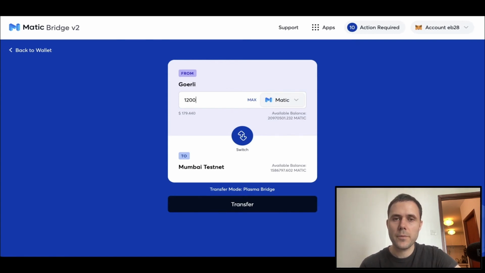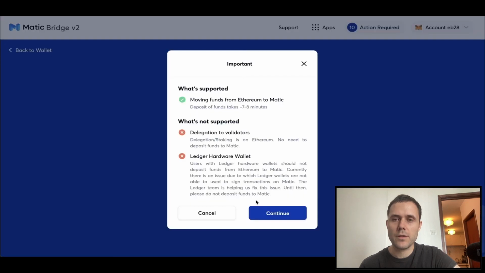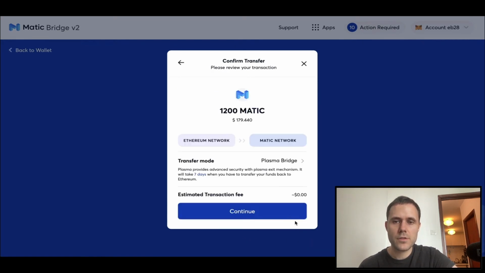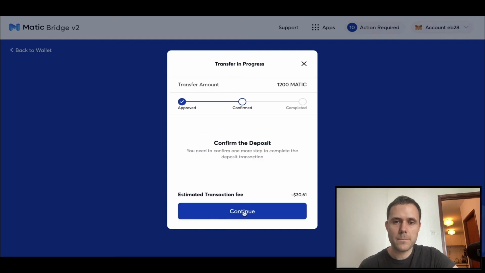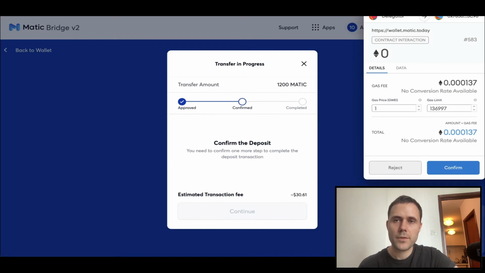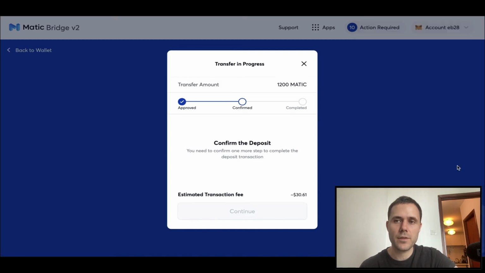So here, for example, he is choosing Matic token as an ERC20 token, and he's moving it over to the Polygon. And it says 2 transactions. Here we got the transaction fee of $30.61. And you would have to confirm that and have to pay $30 in Ethereum if the gas rate was at this rate.